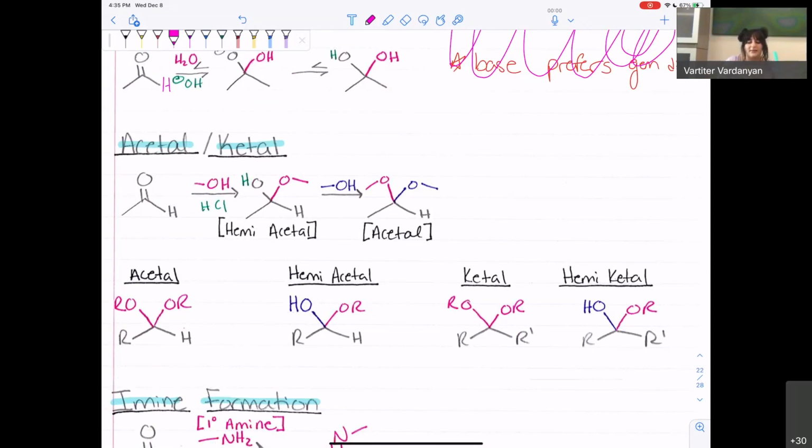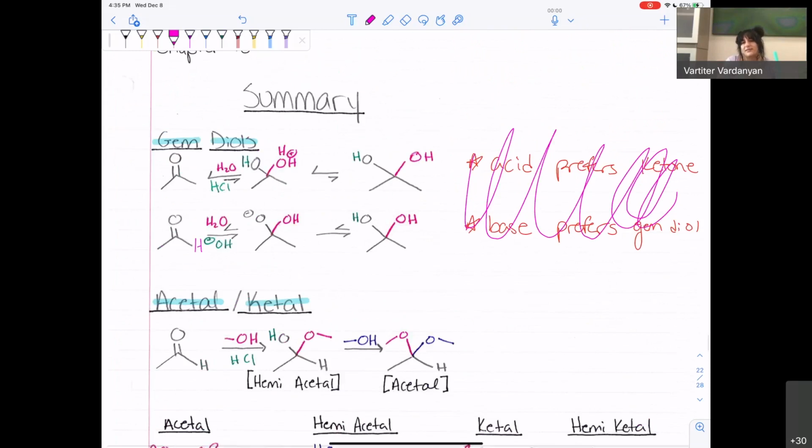Very quickly, let's go back up to this one. This part is correct. So acid prefers ketone, base prefers gem diol. Both of those things are correct, but students get confused if we cover both of them. So I want you to focus more on the ketone versus aldehyde and less on acid versus base. And just to repeat what I said before, aldehydes prefer the gem diol form, and ketones prefer the ketone form.